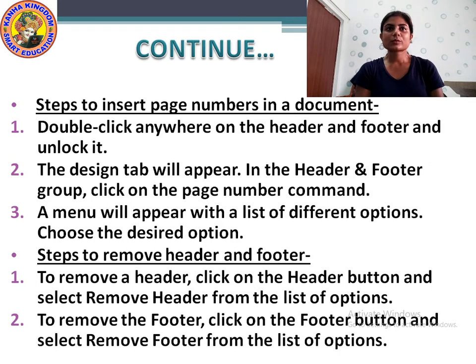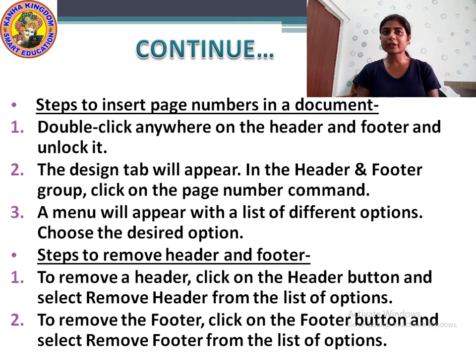And now students, what are the steps to insert page number in a document? How can you insert page number in a document? First, double click anywhere on the header and footer to unlock it. The same method. First, you will double click on the header and footer. Okay. Then after that, the design tab will appear.